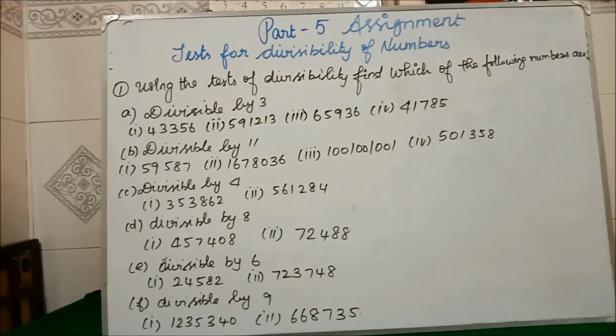What is divisibility by 9? The sum of all the digits should be divisible by 9. Sum of all the digits means what? You have to add all the numbers. Suppose when you are adding, you are getting 45, you have to see whether 45 is divisible by 9. Then the full number is divisible by 9.